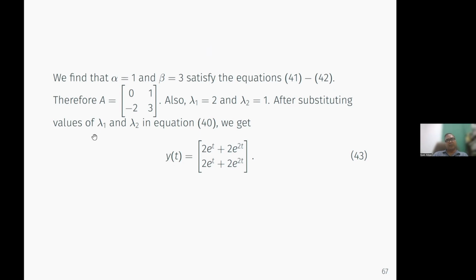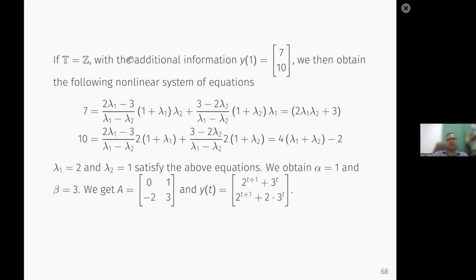And after substituting these values of lambda 1 and lambda 2 in the equation, we get y(t) equals this: 2e^t plus 2e^(2t) and 2e^t plus 2e^(2t). And if t equals Z, then with the additional information y(1) is 7, 10, we obtain these systems of nonlinear equations, where we have lambda 1 equals 2, lambda 2 equals 1, and then we obtain alpha equals 1 and beta is 3 in this case. And we get this matrix and y(t), which is this solution.